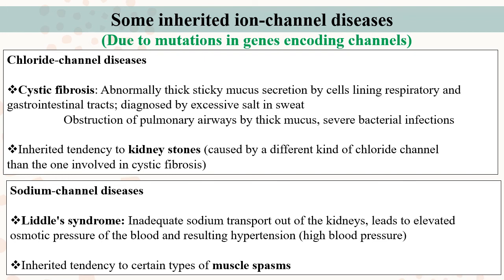Another disease is the inherited tendency to kidney stones, which is caused by a different kind of chloride channel than the one involved in cystic fibrosis. Among diseases involving mutation in sodium channel protein, we have to mention Liddle syndrome, in which inadequate sodium is transported out of the kidneys, leading to elevated osmotic pressure of blood and resulting hypertension. And there is an inherited tendency to certain types of muscle spasm.